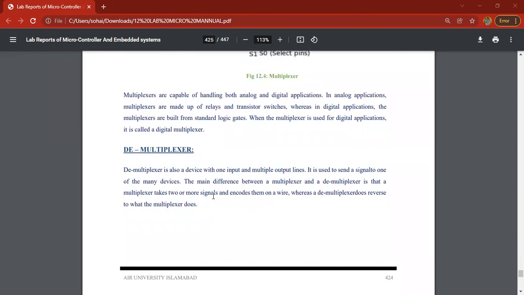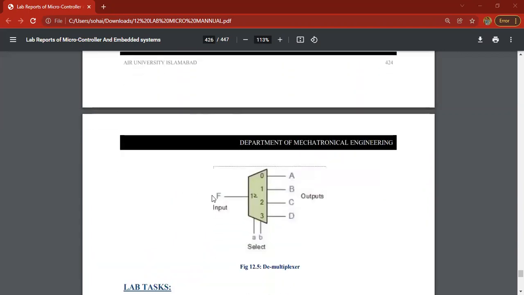Demultiplexer. A demultiplexer is also a device with one input and multiple output lines. It is used to send a signal to one of many devices. The main difference between a multiplexer and demultiplexer is that a multiplexer takes two or more signals and encodes them on one wire, whereas the demultiplexer does the reverse of what the multiplexer does.